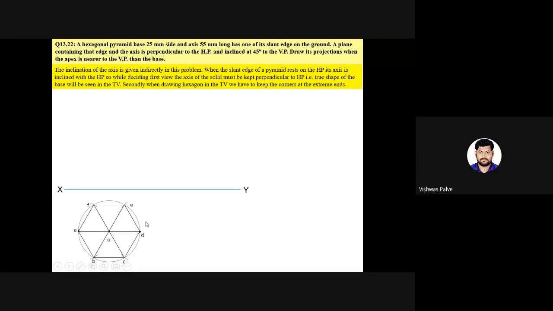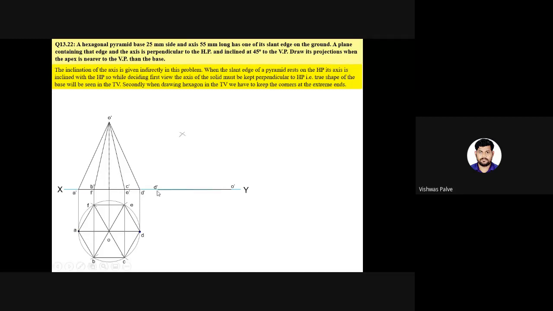Now draw its front view, so you will get the front view of the object. After that, it is going to rest on its slant edge on the ground. Which is the slant edge? O to D. Can you see this? O dash D dash is the slant edge. So completely this object has to be resting on O dash D dash. You can see how to take this point.